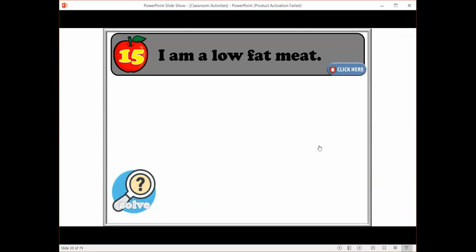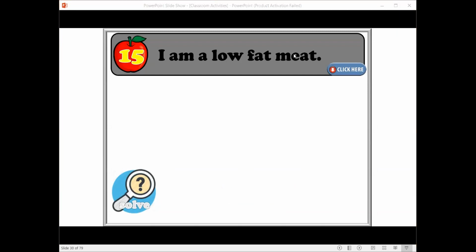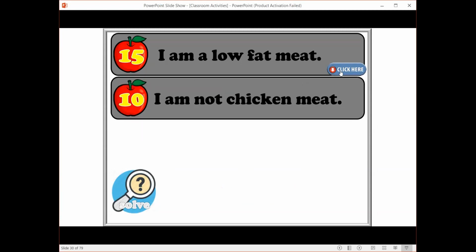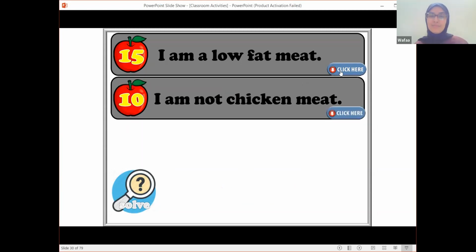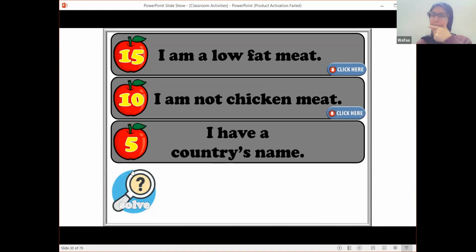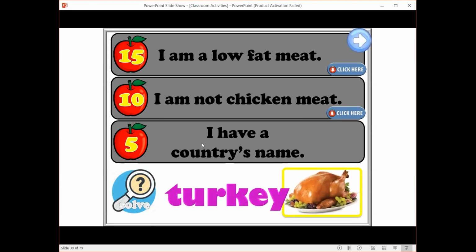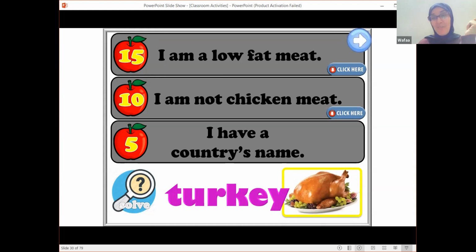I am a low fat meat. Fish. I am not a chicken meat. Fish. Yeah, they are fish. I have a country's name. Country's name. Turkey. It's turkey, it's not fish.